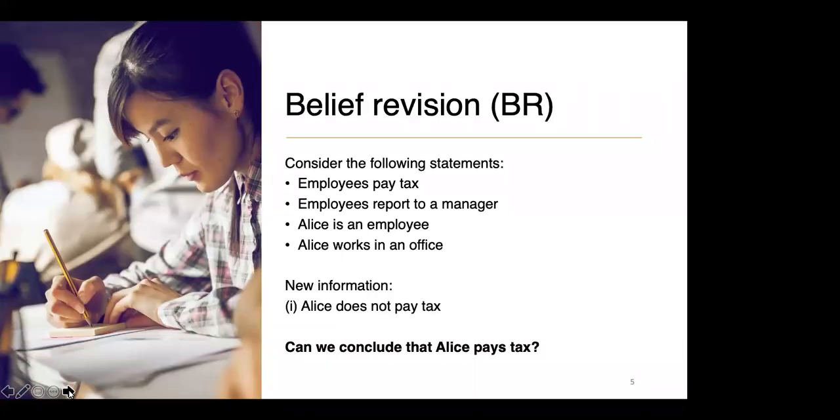In our next example, let us consider the same statements as before. With belief revision, we can conclude that Alice does pay tax. But suppose we learn the new information that Alice does not pay tax. This information is inconsistent with our beliefs, and under belief revision, we have to decide which beliefs to accept and which to retract from our knowledge to get rid of the inconsistency. One approach is to include in our knowledge as a separate belief the fact that Alice does not pay tax.